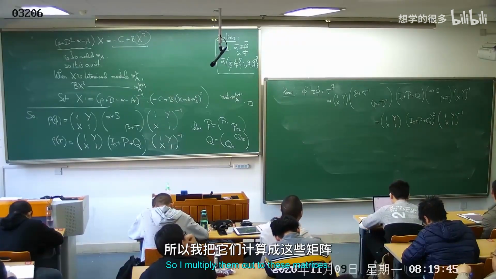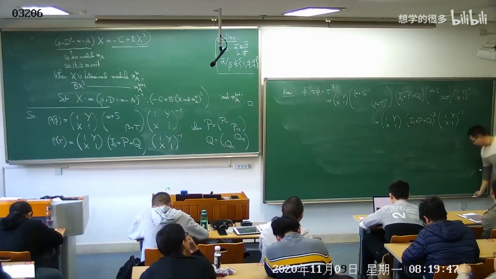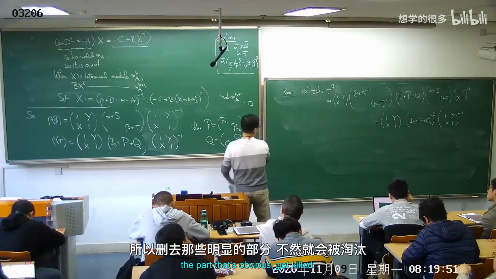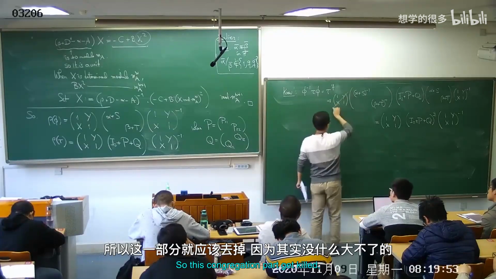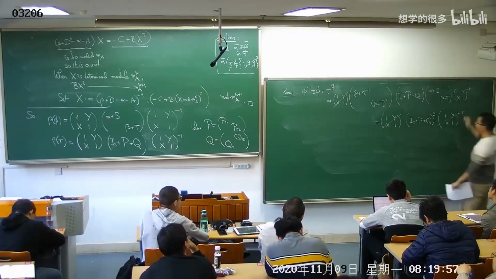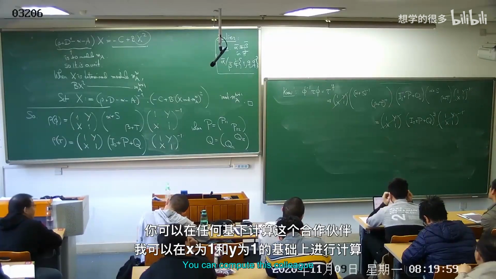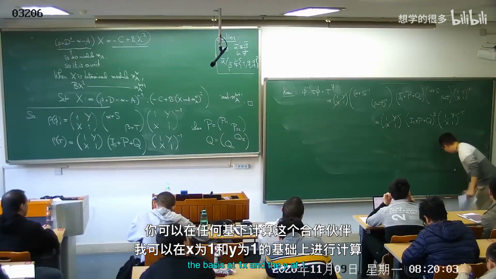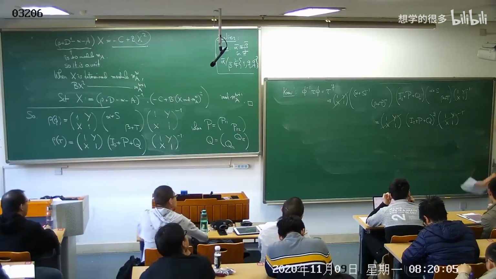Right? So I multiply out these matrices, and the obvious parts get killed. This conjugation part gets killed, because it doesn't really matter. Whatever you call it, you can compute this under any basis. I can compute it under the basis at 1, x and y, at 1. Okay, so now we're left with this.